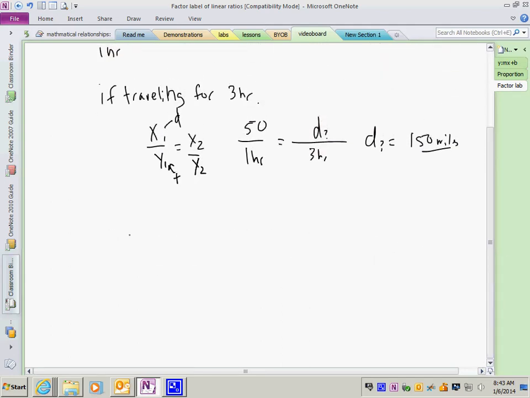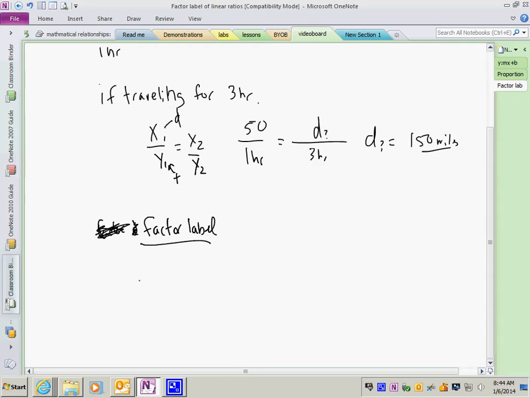Now, if you were to use factor label, it looks pretty sloppy, but I will see on AP exams, this is the method by which they will explain and show many of the problems. They'll use factor label. And someone else might call it unit analysis.